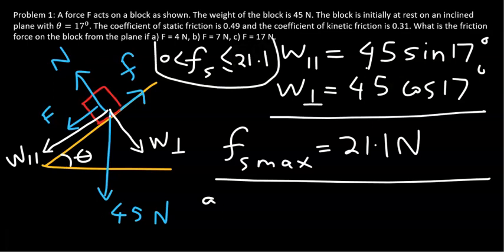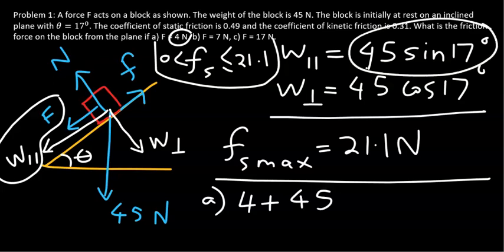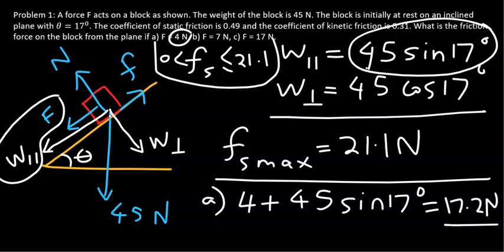So let's do part A. In part A, the force is 4 newtons, which means the downward force is given by the 4 newtons plus the component of weight parallel to the plane, which we know is 45 times sine 17 degrees, and that will be 17.2 newtons. Now, this is obviously less than 21.1 newtons, which means the object is not moving.